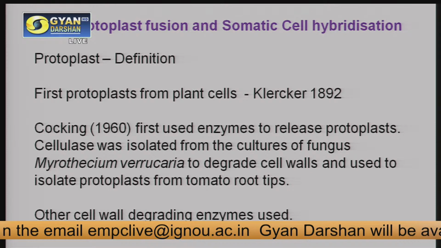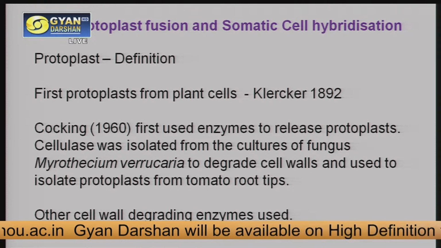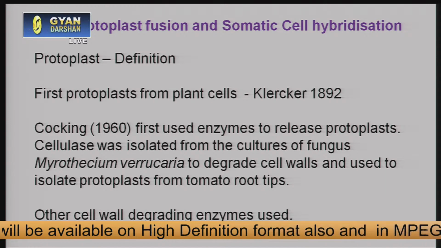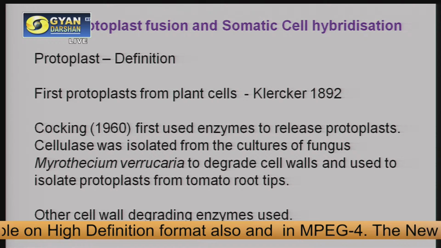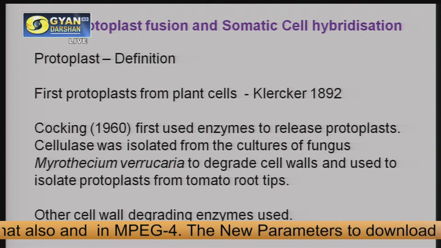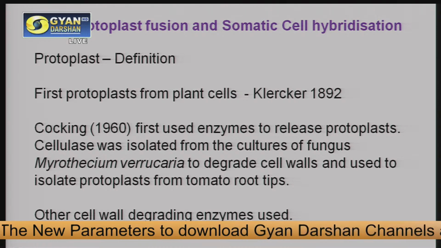Now another technique of tissue culture is protoplast fusion and somatic cell hybridization. What is meant by protoplast? Protoplast means when you take any cell and you remove the cell wall, then the mass that remains is called the protoplast, that is, the cell minus the cell wall. So how do you do that?